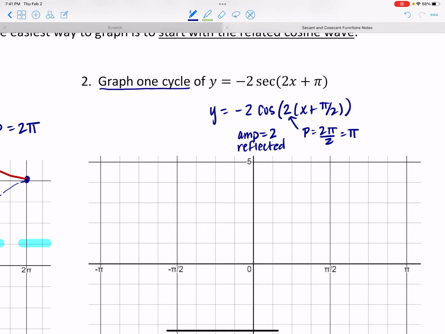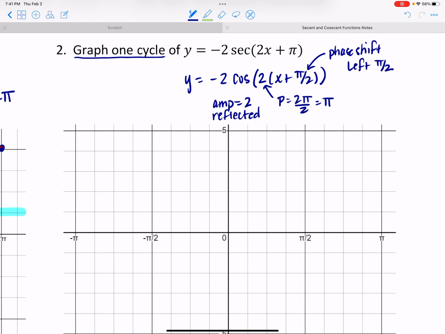And then here I also can see my phase shift. So I have a phase shift that's going to take this graph, remember when we were adding, we're going in the negative direction. So we're going to go to the left pi over 2. Okay, so I'm trying to graph a cosine curve. It's going to shift left pi over 2.